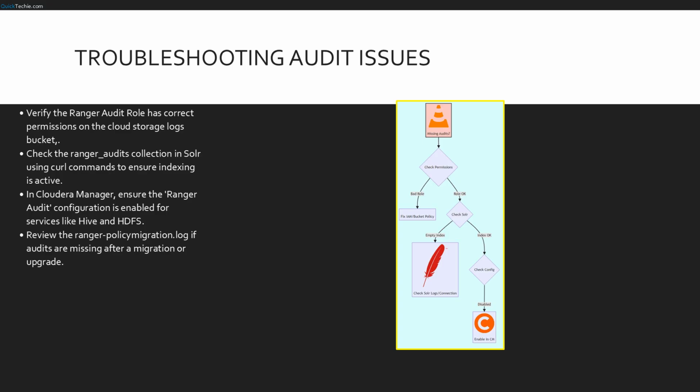This troubleshooting tree starts with the symptom, missing audits. First, check permissions. If the IAM role is bad, fix the bucket policy. If the role is okay, move to check Solr. If the index is empty, investigate Solr logs. If the index is active, move to check config in Cloudera Manager to ensure the audit feature is actually enabled.